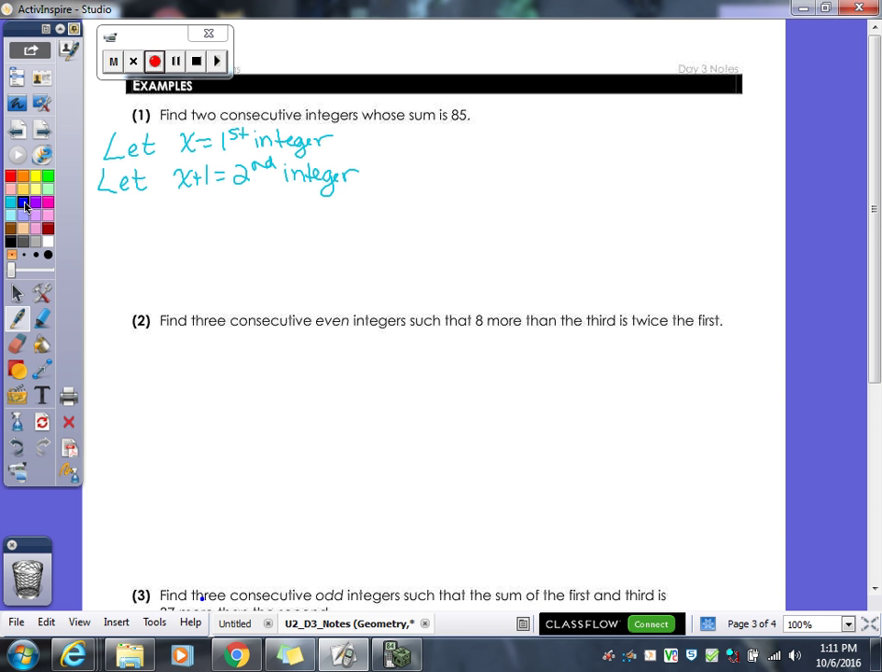So there's our first part, our let statements. We always need to write our let statements. That's defining our variable. What are we looking for? So now they're telling us to find the sum. Sum means we do what with our 2 numbers? Add them. So our first integer plus our second integer equals 85. So our x plus our x plus 1 equals 85. All right, let's have you go ahead and solve that one. That one's an easier one to solve.